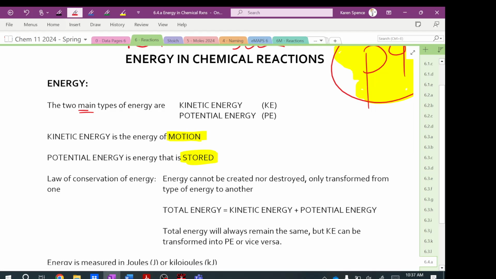Whoops. I need to fix this because this is not very good paragraphing.